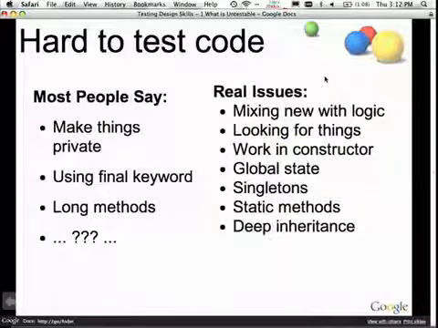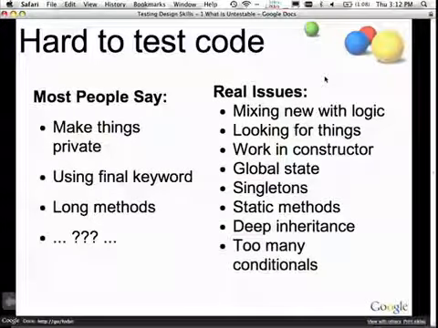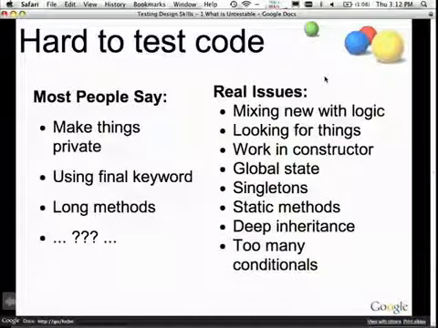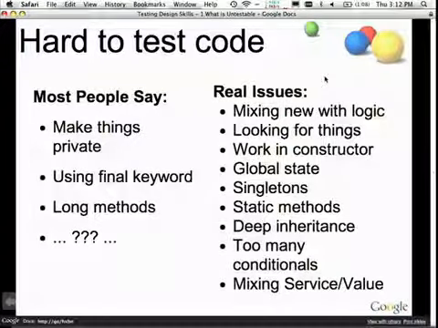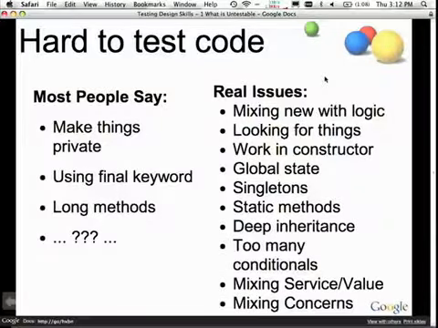So notice these two lists. Most people actually cannot answer the question of what makes code hard to test, even though we do this all the time. So we want to talk about this a little further. Oh yeah, and the last one I forgot, our good old favorite, too many conditionals, which is the if statement. But anyways, let's get into this further. Oh wow, this is a really long list.